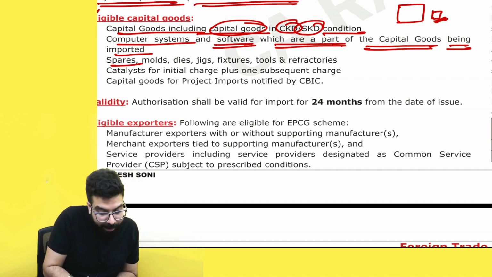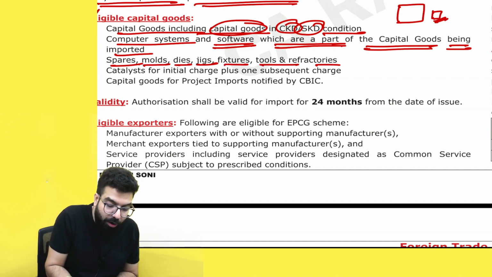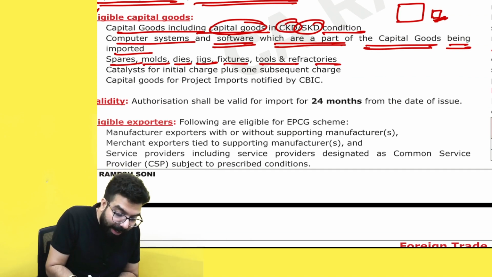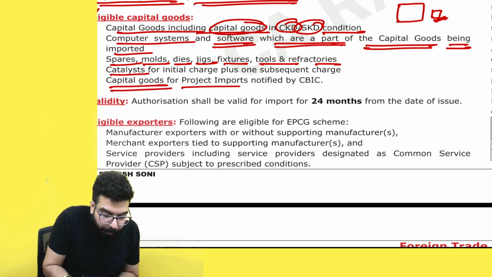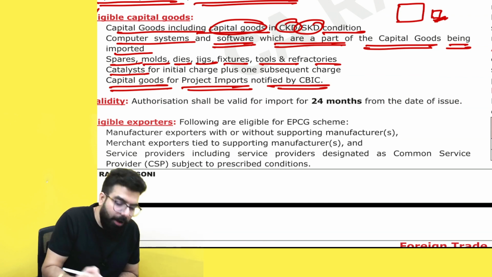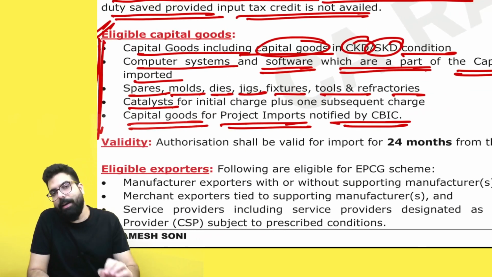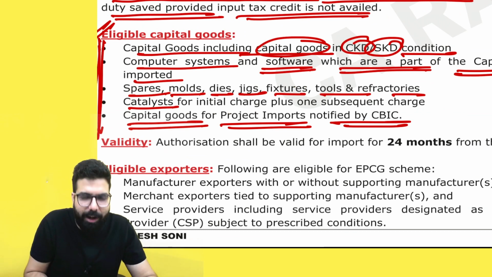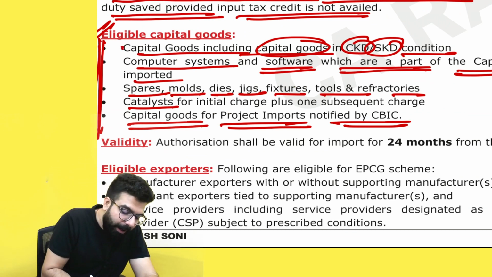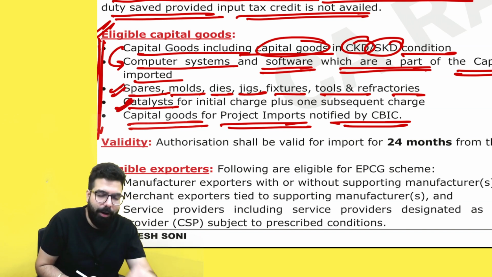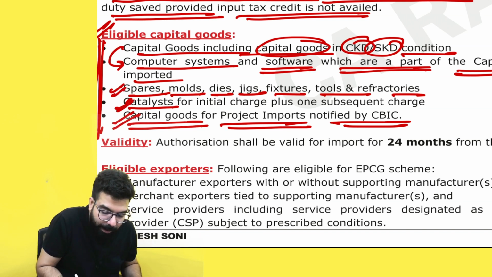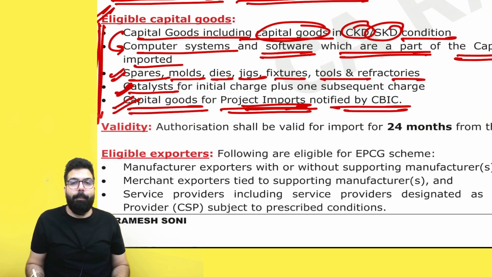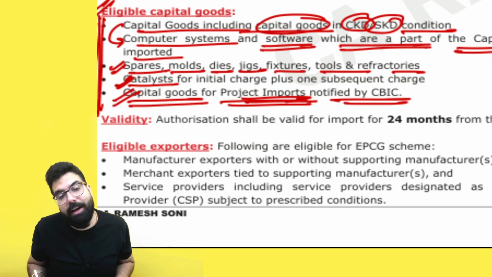Spares, can I import? Yes. Mold, die, jigs, fixture, tools, refractories I can import. Catalyst I can import. Then capital goods for project import. Yes, sir, I can import. Remember, all these are the items which you can import. Basically, capital goods are the items which you can import. Along with that, any computer which you require, any spares which you require, catalyst which you require, any capital goods for project import also can be imported for projects which are basically notified by the CBIC.